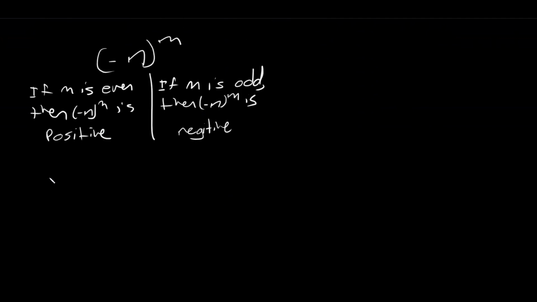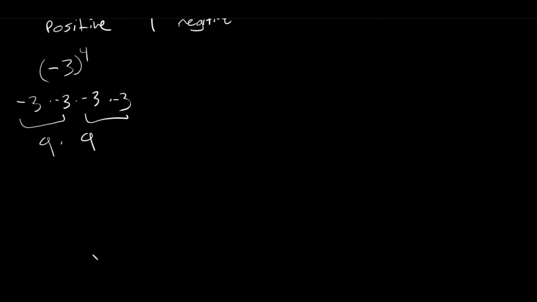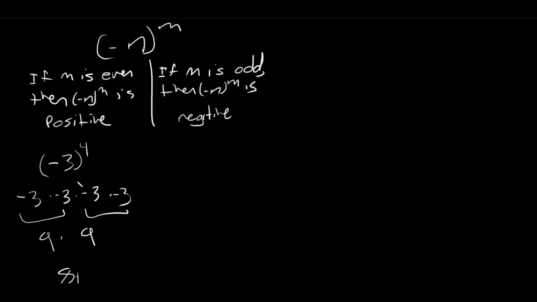We will say negative 3 to the 4th power. We can break this down into negative 3 times negative 3 times negative 3 times negative 3. And we can break them down into groups of 2, just like I said, and this will be positive 9 and positive 9, and this will leave us with positive 81.